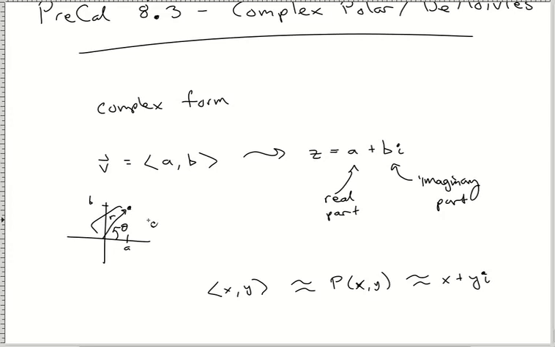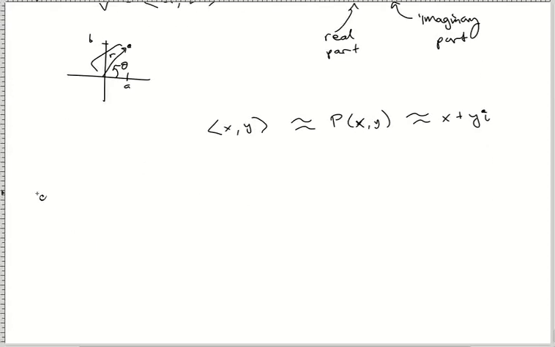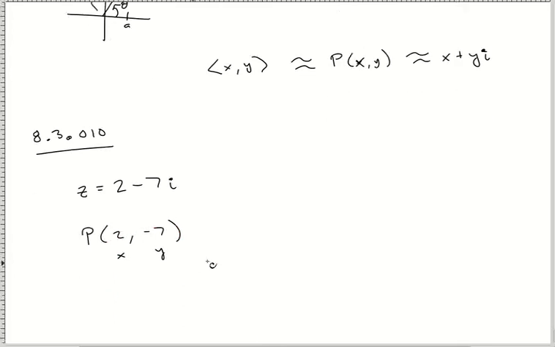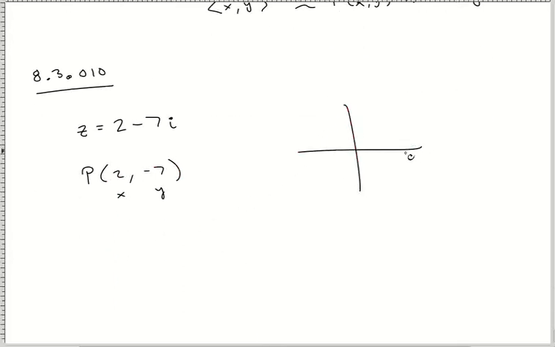This is going to be one big section, guys. So here we go. 8.3.010. I've got z is equal to 2 minus 7i, and I'm going to translate that to 2 comma negative 7. Again, this is an xy point immediately, and I need to graph it. Graphing this is not too hard: 1, 2, 1, 2, 3, 4, 5, 6, 7. About right there. You can call that z if you want, or you can call it p. It's just a point out there.